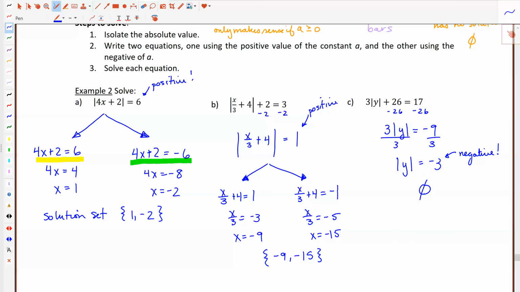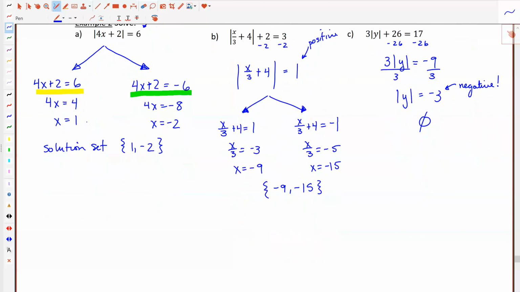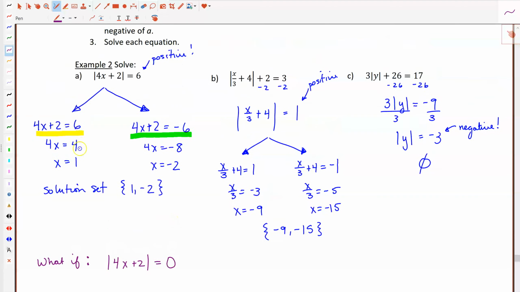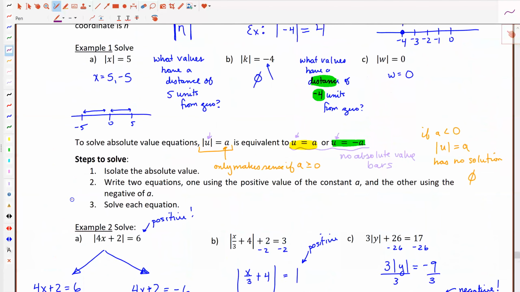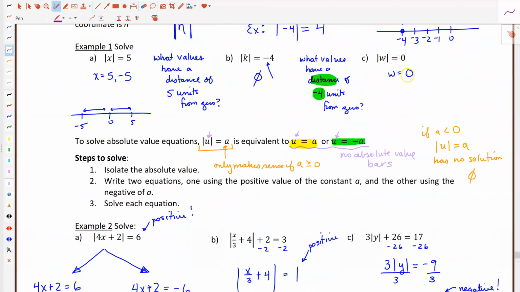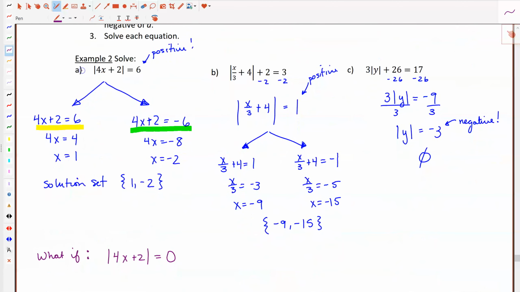Now, we've been looking at a lot about if that number on the other side was positive or negative. So what if, on that first problem, what if I had given you the absolute value of 4x plus 2 is equal to 0? What would we do there? All right, so this distance then is 0, and that does make sense. If you go up to these original 3 problems, you can have a distance equal to 0. That just means you're 0 units away from 0.